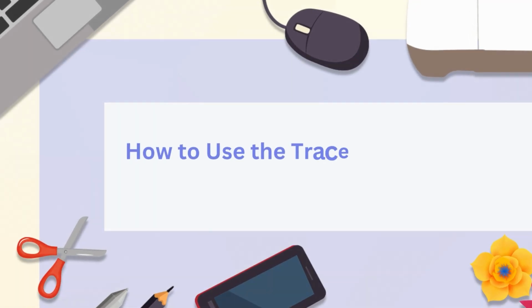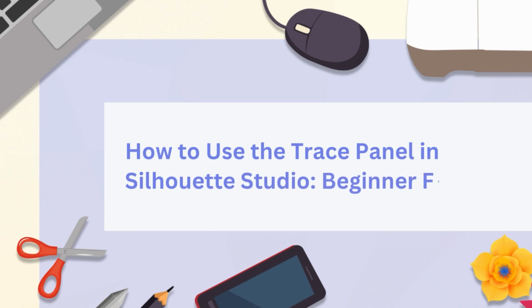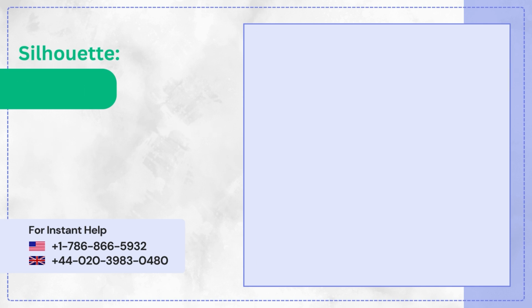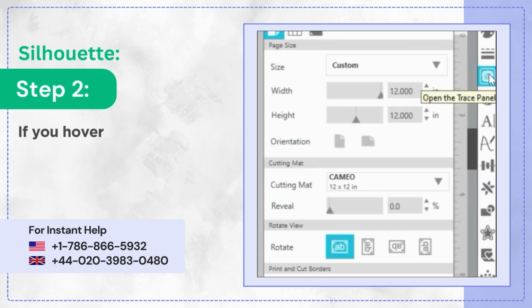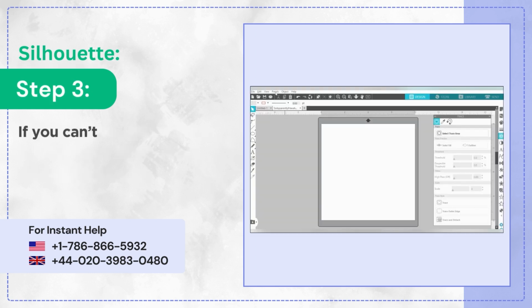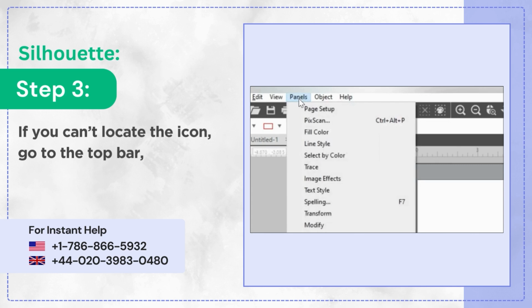How to use the Trace panel in Silhouette Studio, beginner-friendly. Step 1. The Trace panel is located on the right toolbar. Step 2. If you hover over the panel, it'll say Open Trace Panel. Click on it to open. Step 3. If you can't locate the icon, go to the top bar, click Panels and select Trace.